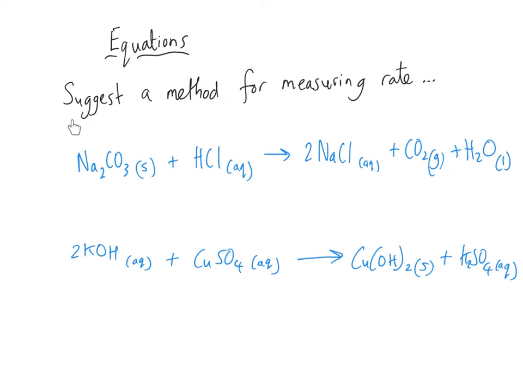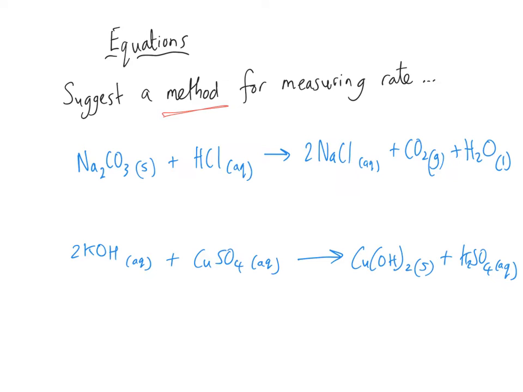Sometimes an exam question might ask you to suggest a method for measuring the rate of reaction. Now, this sounds like a complicated question, particularly when they follow it up with an equation that looks very complicated. But actually, all you need to do is look at these little letters in brackets after every formula in the equation. And what we're looking for is a state symbol that gives us big clues about how we follow this reaction.